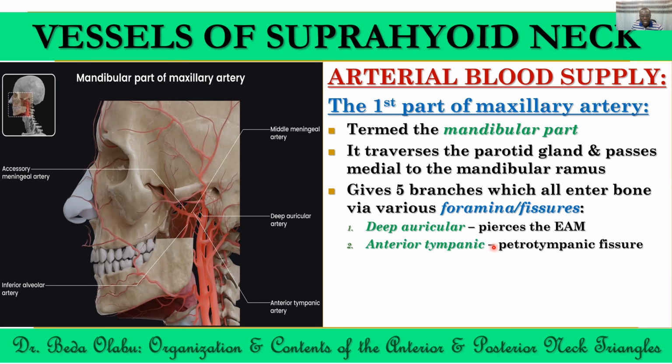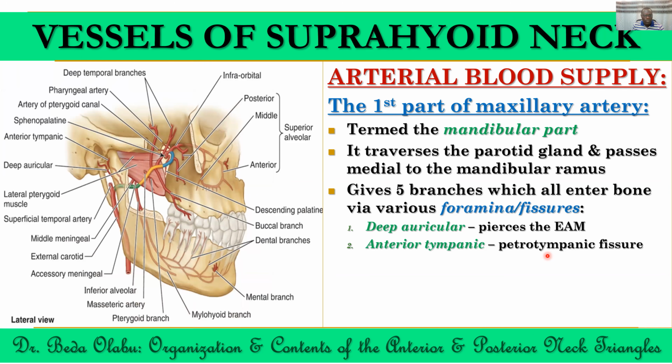The anterior tympanic artery passes through the petrotympanic fissure to enter the middle ear. So this one enters the middle ear, it supplies the mucosa of the middle ear and even the medial surface of the tympanic membrane. So those two arteries are there, the deep auricular and the anterior tympanic, and I've already told you where they go through.